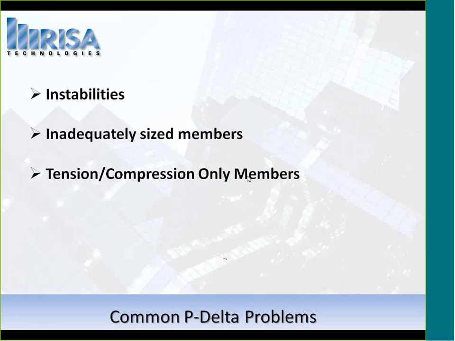Tension and compression only members can cause you some P-Delta problems. Usually they're not actually the problem, but they're probably causing the problem, helping to cause the problem.